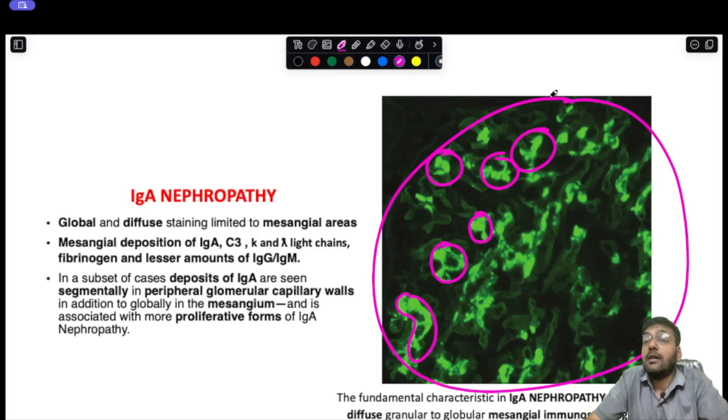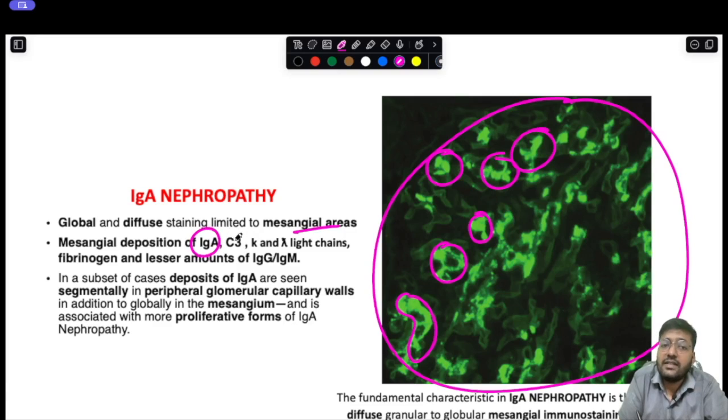So therefore, we are using the term diffuse. So there is a global and diffuse staining limited to the mesangial areas. So what all do you see? Mainly you will see IgA. Along with that, C3, kappa, lambda chain are also seen, and lesser amounts of IgG and IgM are seen.